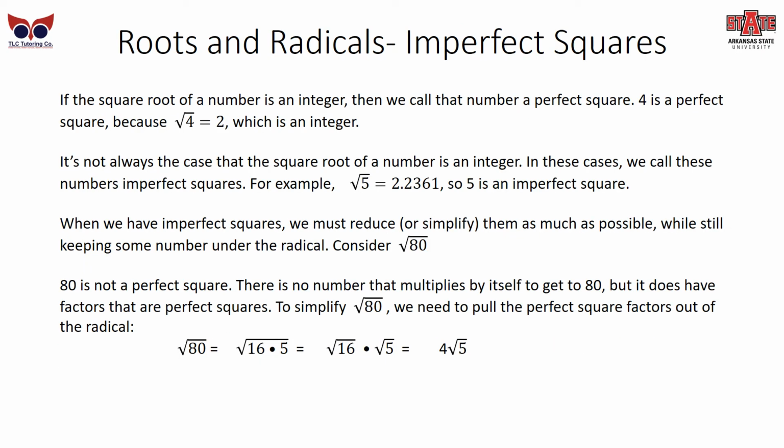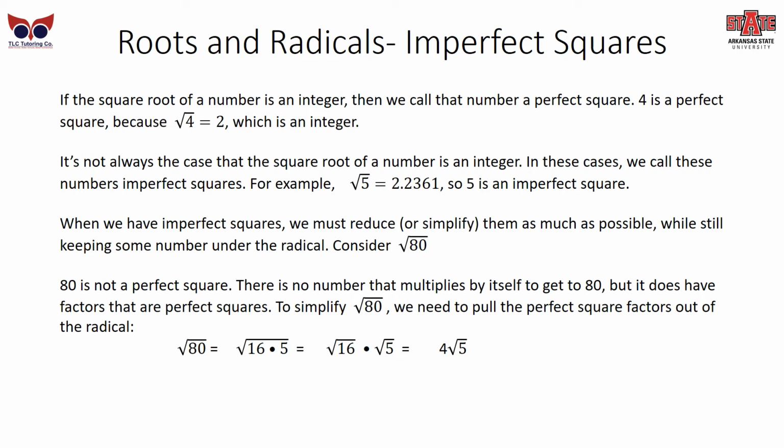Now, finally, we have what we call roots and radicals: imperfect squares. We talked about imperfect squares meaning that you get an irrational number. So a perfect square is when you take a square root and you get a nice integer, a round number, a whole number. So like the square root of 4 is 2. But that's not always the case. The square root of 5 is 2.2361, and it just keeps on going. That's an imperfect square.